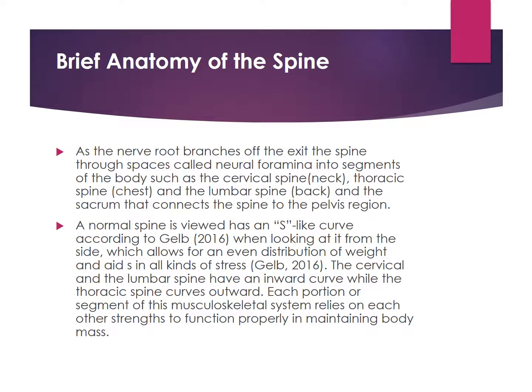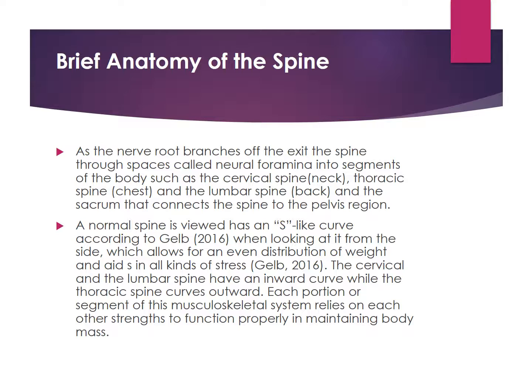The nerve roots branch off to exit the spine through spaces called neural foramina into segments of the body, such as the cervical spine, the neck; the thoracic spine, the chest; the lumbar spine, which is the back; and the sacrum, which connects the spine to the pelvis region.